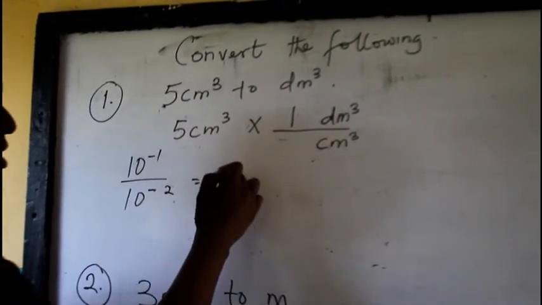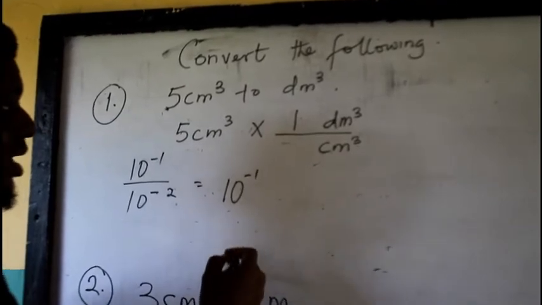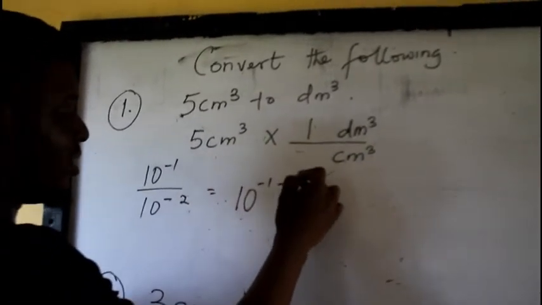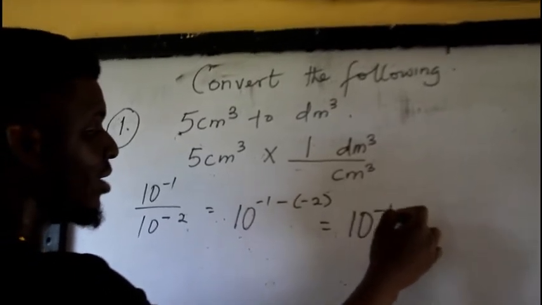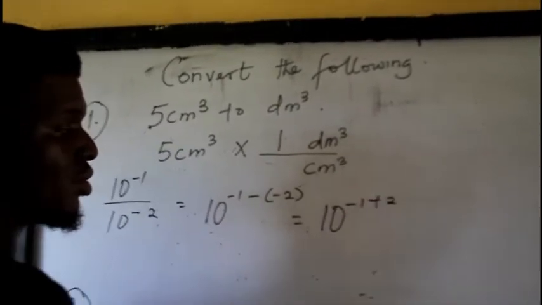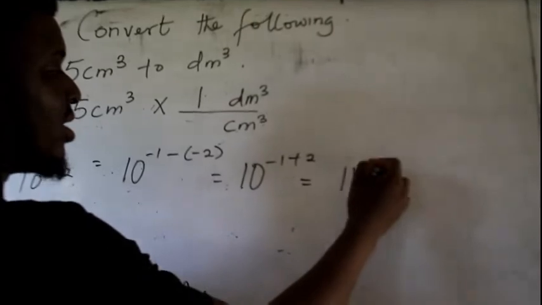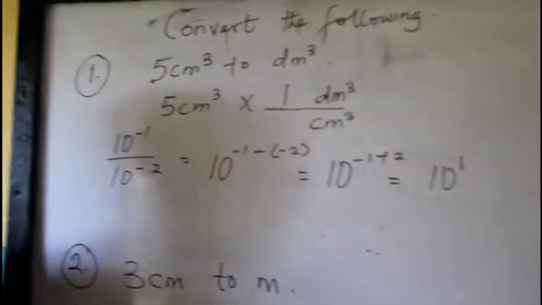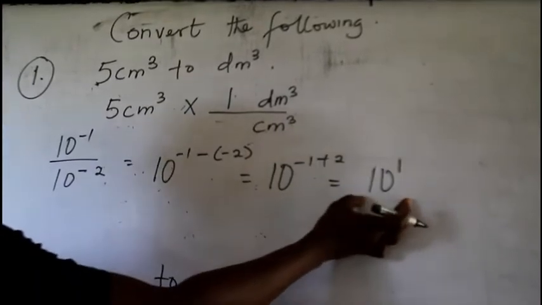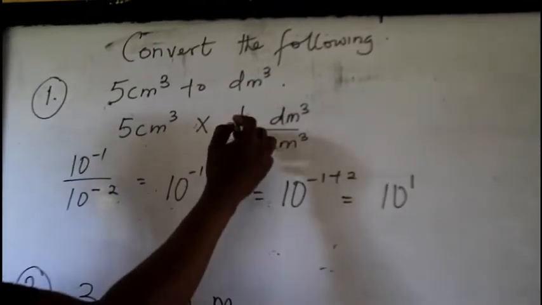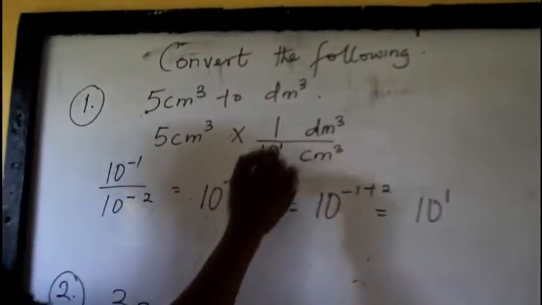So we have 10 raised to power minus 1 minus minus 2, which is 10 raised to power minus 1 plus 2, which is 10 raised to power 1. As you can see, it's 10 raised to power 1. Now note, the result you put here. That's 10 raised to power 1.